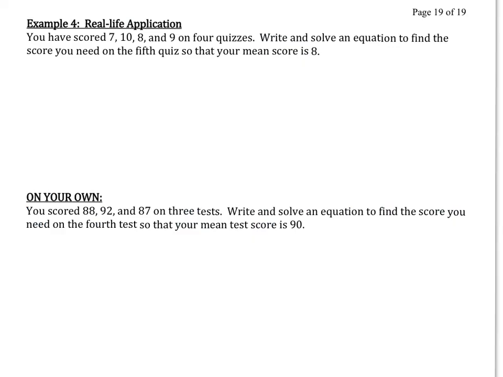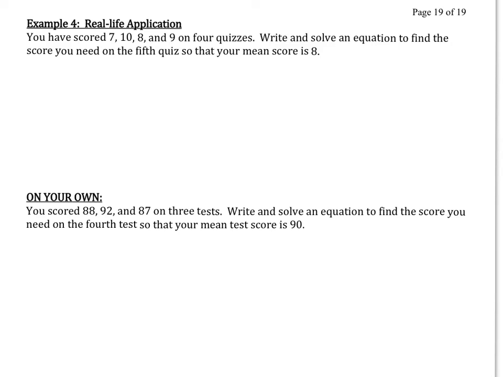Okay, so this next real life application is actually really cool because it's probably something you could actually use to figure out a score for yourself. So it says you've scored 7, 10, 8, and 9 on 4 quizzes. Write and solve an equation to find the score you need on the 5th quiz so that your mean score is 8. Now remember, when we find mean, you're really just finding the average.